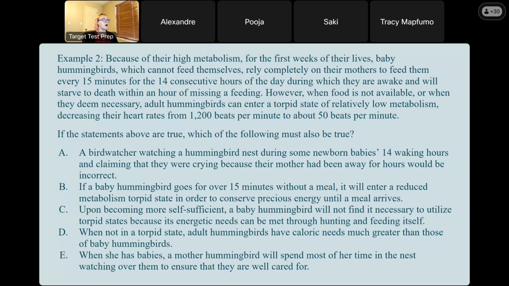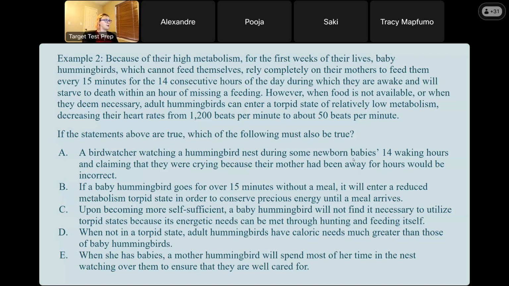Because of their high metabolism for the first weeks of their lives, baby hummingbirds, which cannot feed themselves, rely completely on their mothers to feed them every 15 minutes for the 14 consecutive hours of the day, during which they are awake and will starve to death within an hour of missing a feeding. However, when food is not available or when they deem necessary, adult hummingbirds can enter a torpid state of relatively low metabolism, decreasing their heart rates from 1,200 beats per minute to about 50 beats per minute. If the statements above are true, which of the following must also be true?